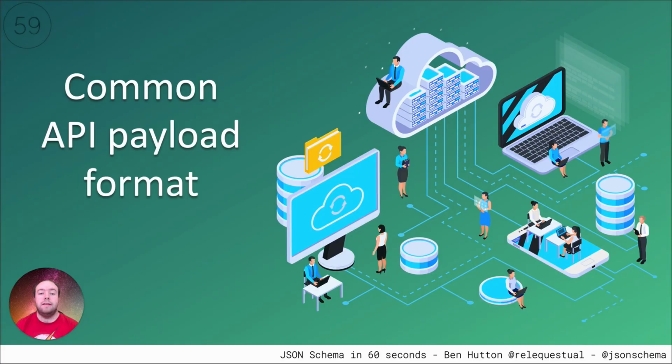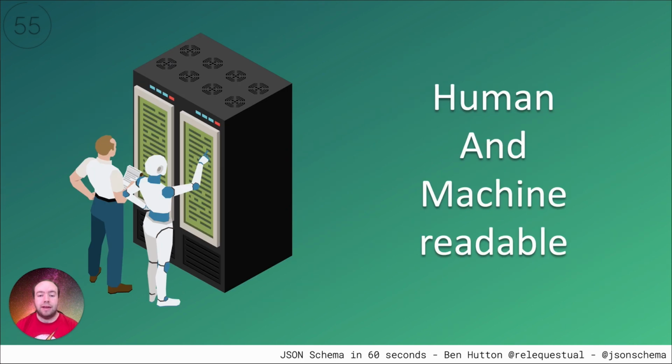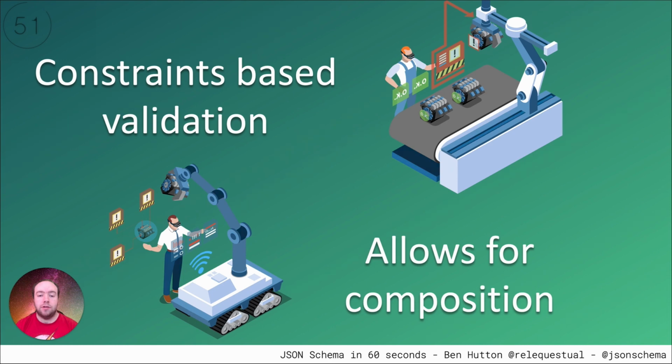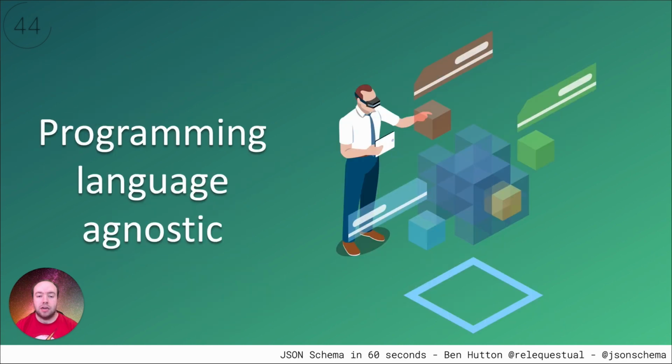Start the clock. JSON is a data interchange format commonly used in APIs. JSON Schema provides validation rules which are both human and machine readable. The open nature of the validation rules creates constraint-based validation. This allows for the composition of rules to create complex validation. JSON Schema works in the context of JSON, making it interoperable across many programming languages.